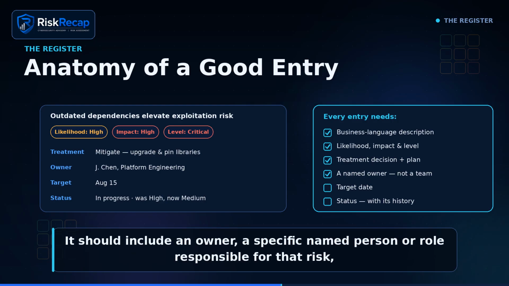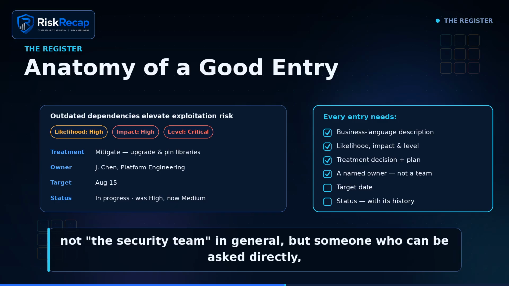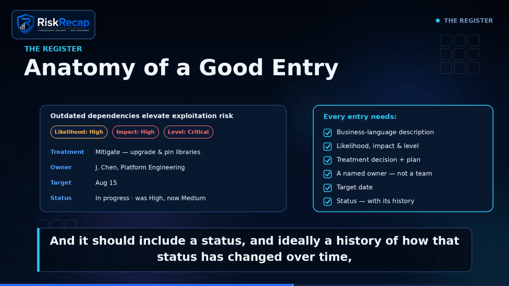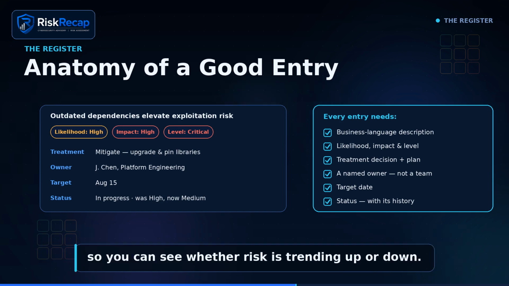It should include an owner, a specific named person or role responsible for that risk, not the security team in general, but someone who can be asked directly, what's the status of this? It should include a target date for the mitigation, if applicable, and it should include a status and ideally a history of how that status has changed over time, so you can see whether risk is trending up or down.